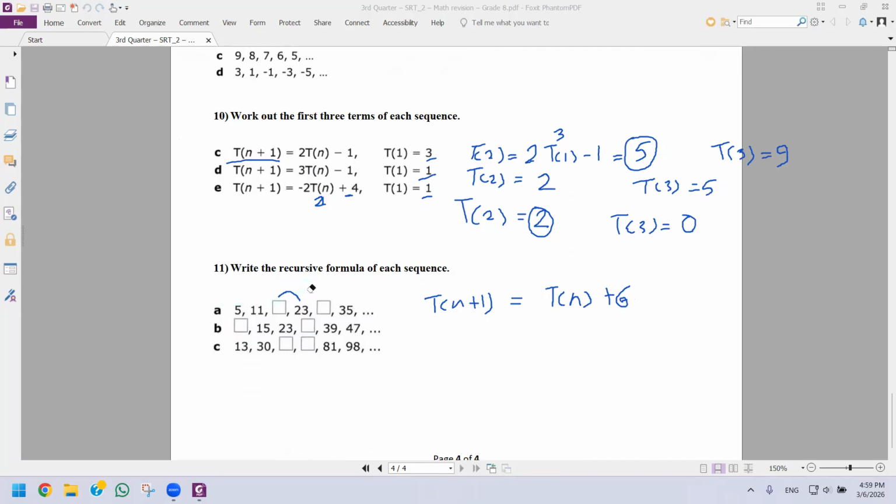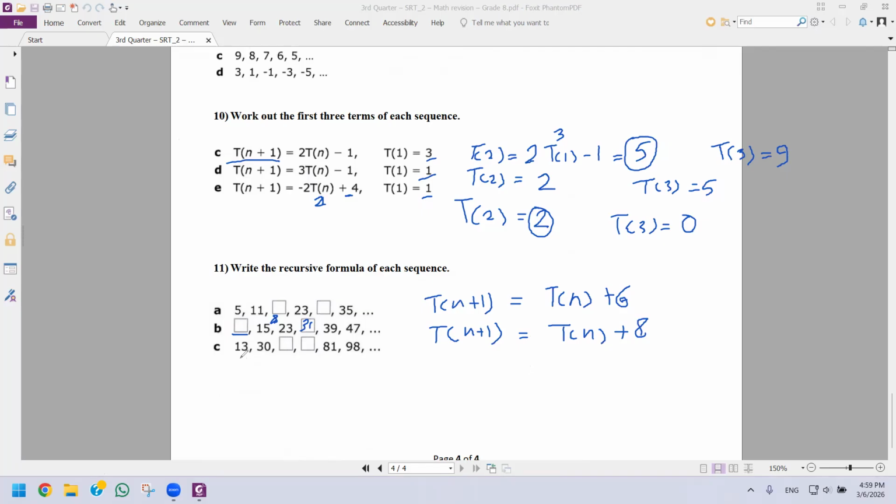Now let's check the next one. I don't know the first term. We have 15 plus something is 23. What is it? Plus 8. Let's try. 23 plus 8, 31. 31 plus 8, 39. Okay, so we are adding 8 each time. So Tn plus 1 is equal to the previous term, Tn, plus 8.